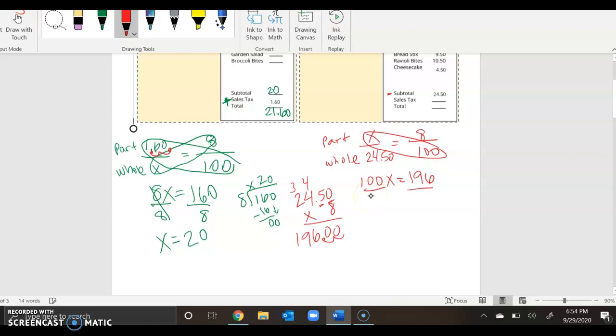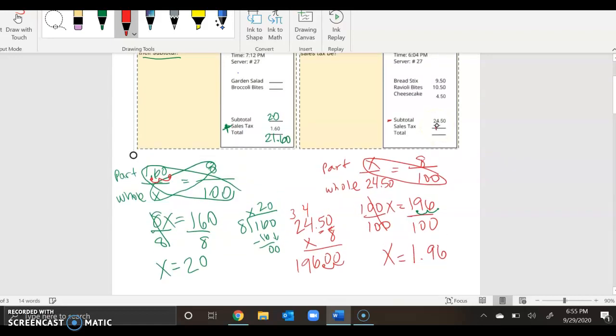To get x by itself, we will divide both sides by 100. Now, over here, we multiplied by 100, and our decimal moved 2 times to the right. Over here, we have to divide by 100, so when we divide, our number usually gets smaller. 100 still has 2 zeros, so this time we move the decimal 2 places to the left. So x is $1.96. That's going to be our tax.